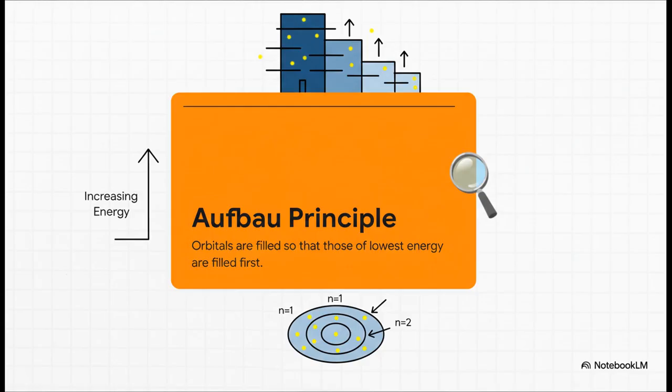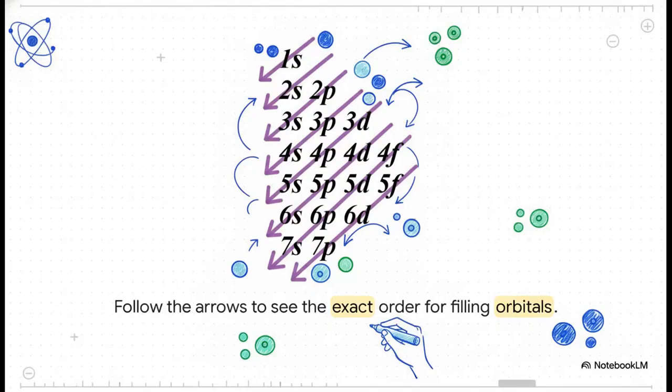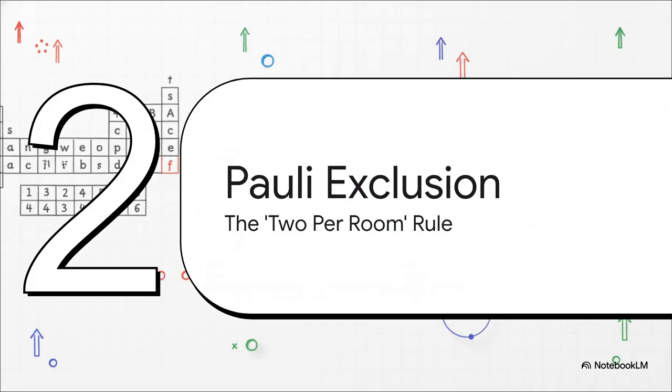Makes sense, right? And this diagram right here, this is your cheat sheet, your roadmap to getting it right every time. You just follow the arrows. You start at the very bottom, 1s. Then the next arrow takes you to 2s. Then you loop around to 2p. Then 3s. Loop around again to 3p. Then 4s. See that? It's a little weird. 4s actually comes before 3d. This map makes sure you never mess up the order. So we're filling orbitals from the lowest energy up.